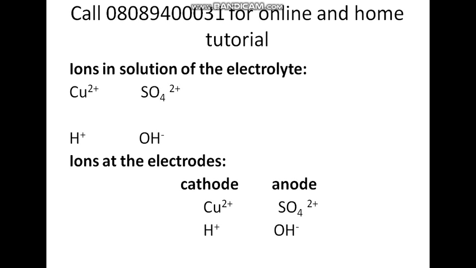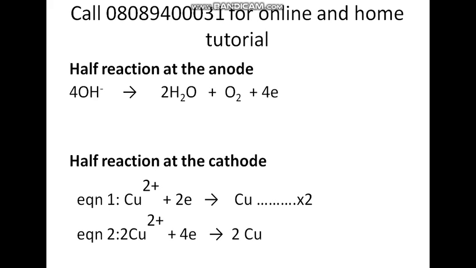Half reaction at the anode: 4 moles of hydroxy ion losing 4 moles of electron to give 2 moles of water and 1 mole of oxygen gas, as could be seen on the tutorial board. What happened at the cathode during the electrolysis?